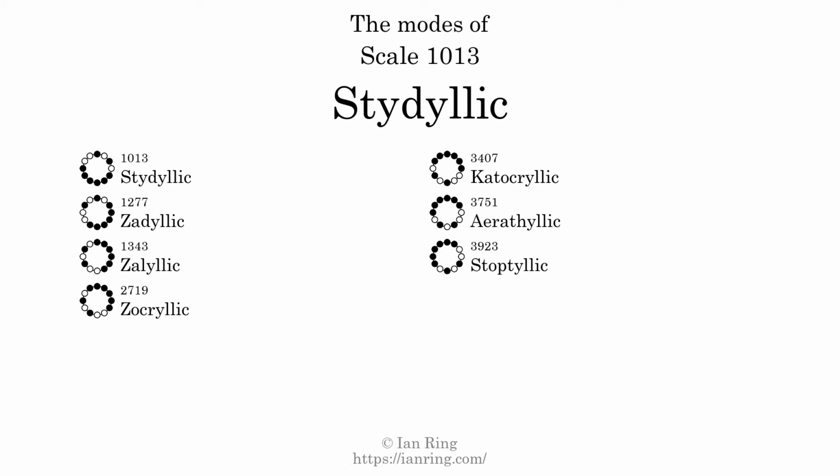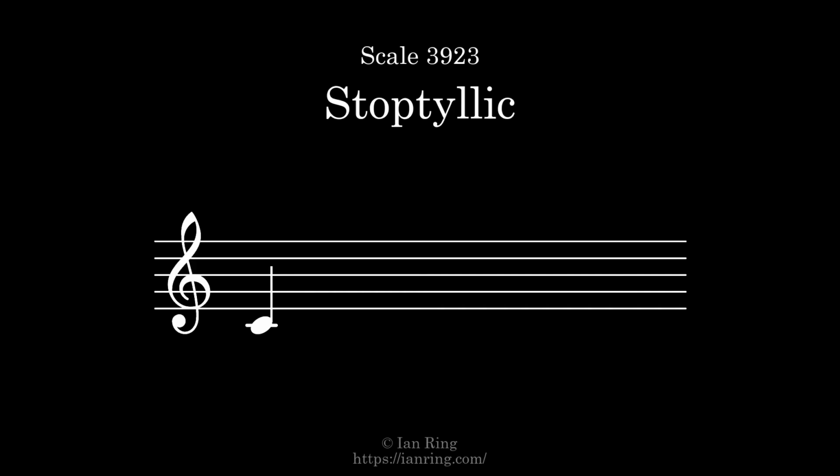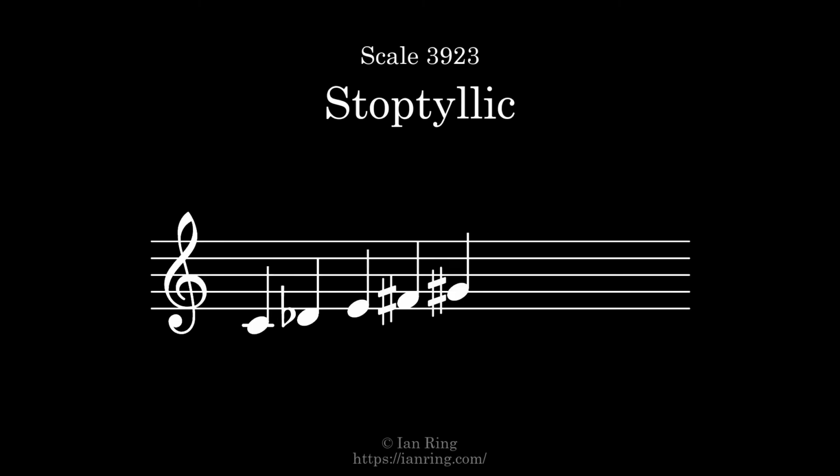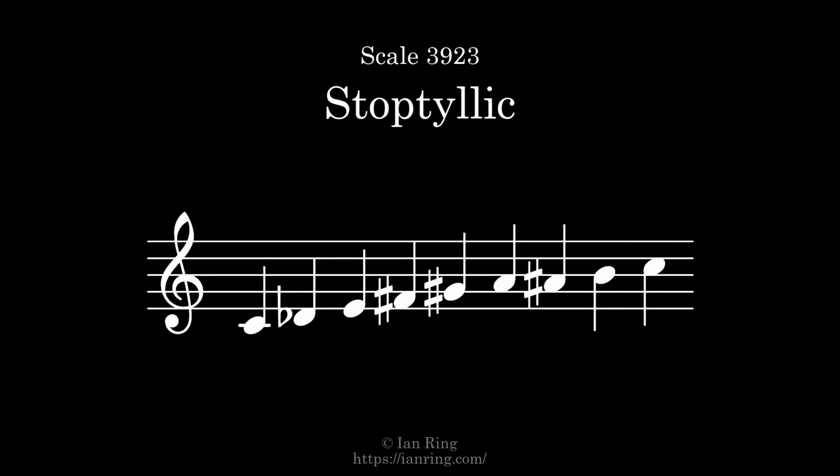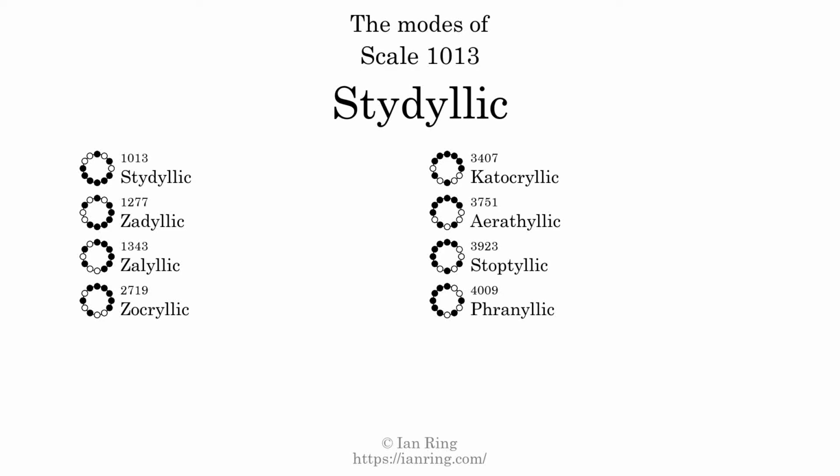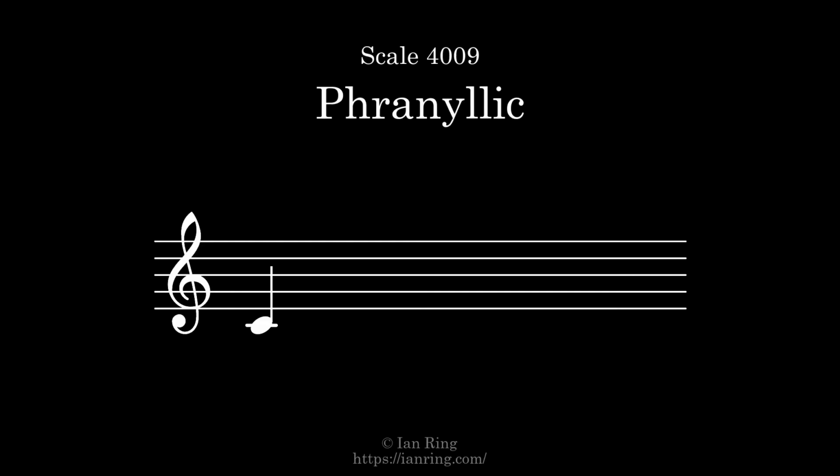The seventh mode is scale 3923, also known as stoptillic. It sounds like this. The eighth and last mode is scale 4009, also known as frenilic. It sounds like this.